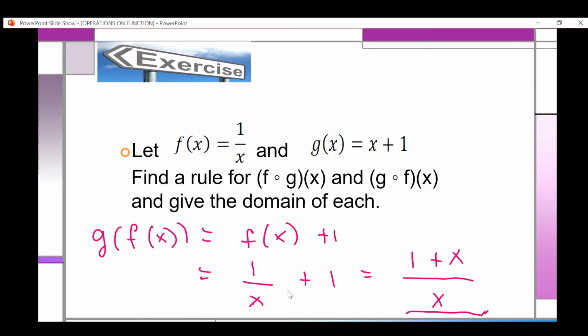So, pwedeng ito na yung answer class or pwede nating i-write as a single fraction. So, 1 tapos ito, times lang natin sa x. Ito, magiging x over x siya. So, magiging 1 plus x over x.